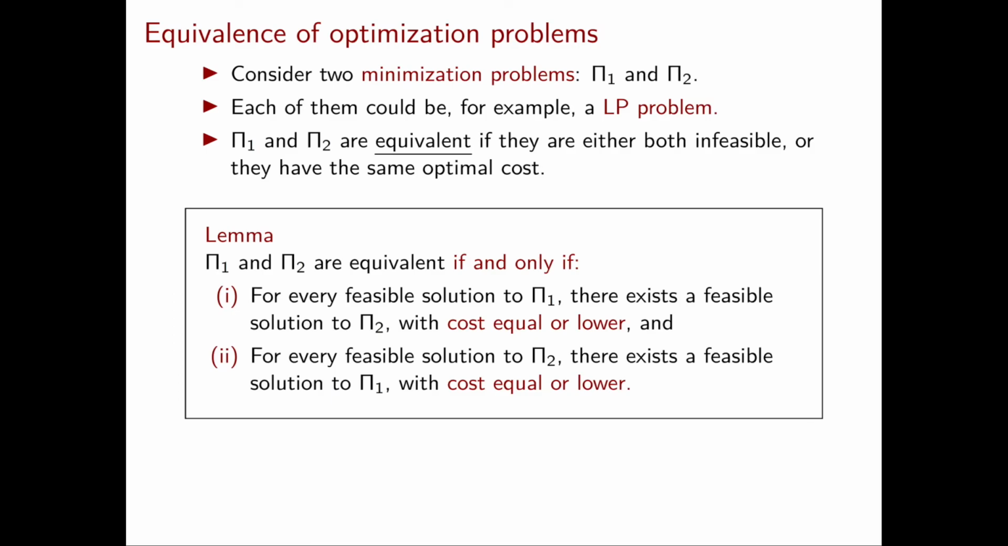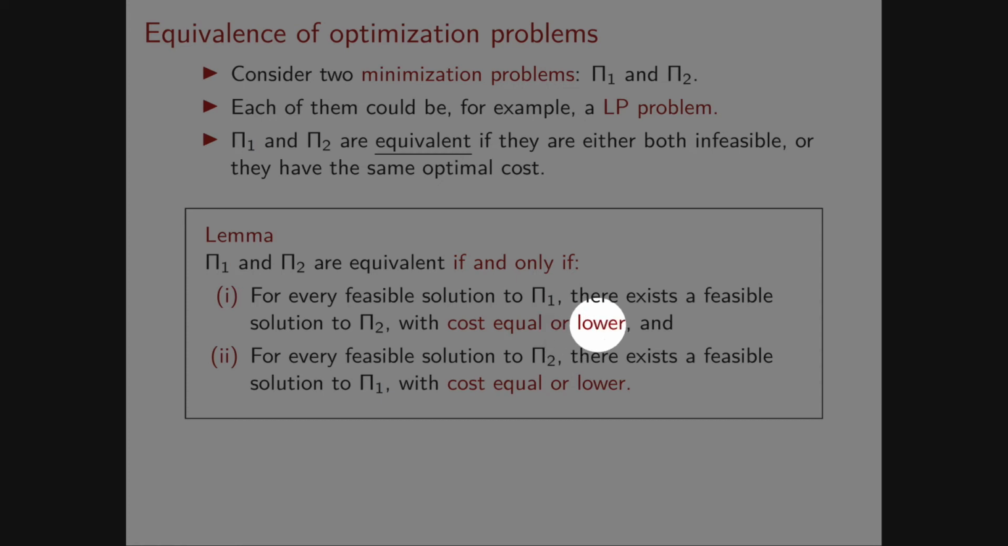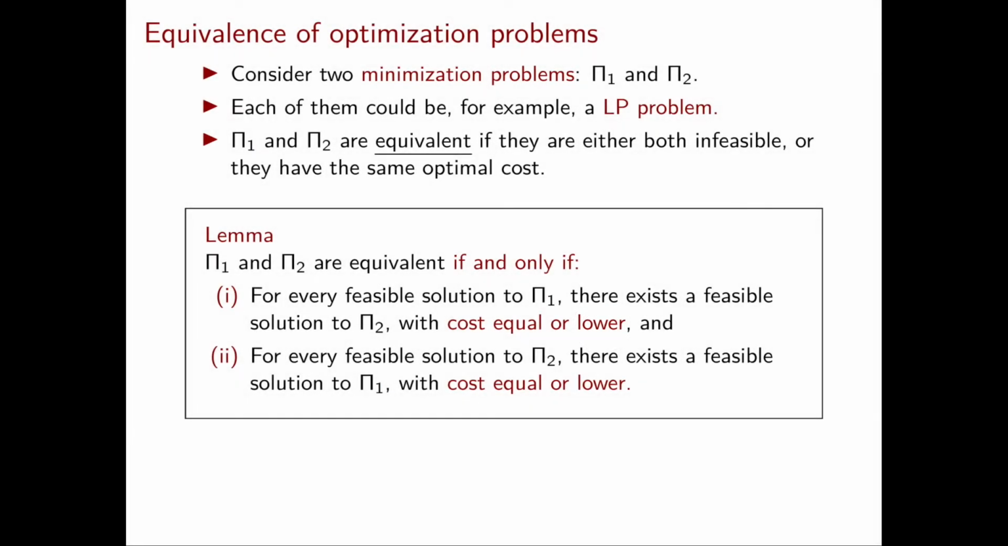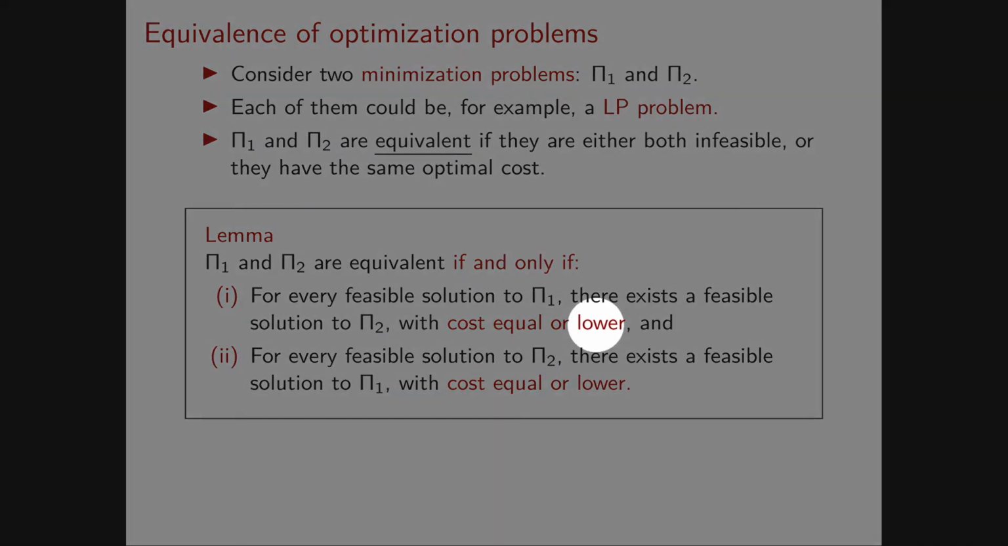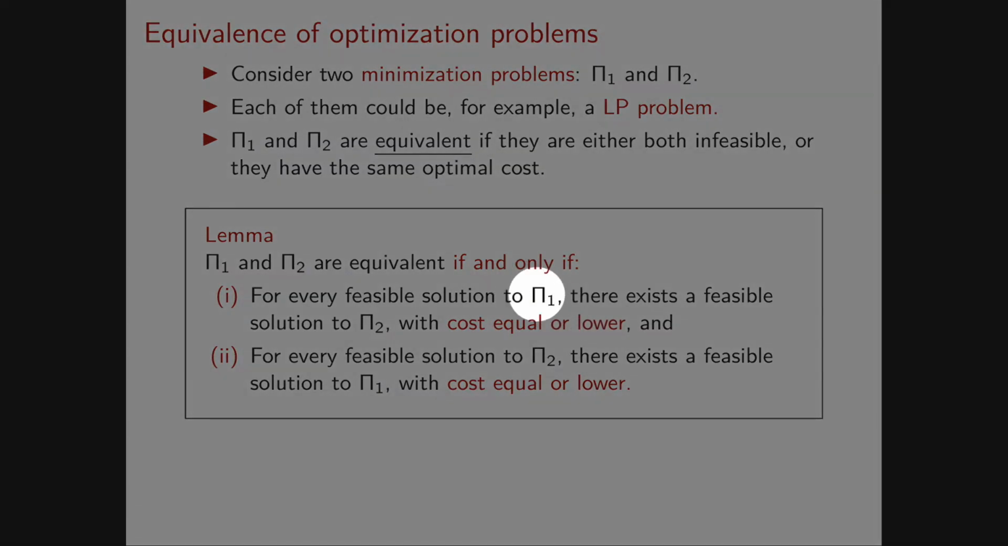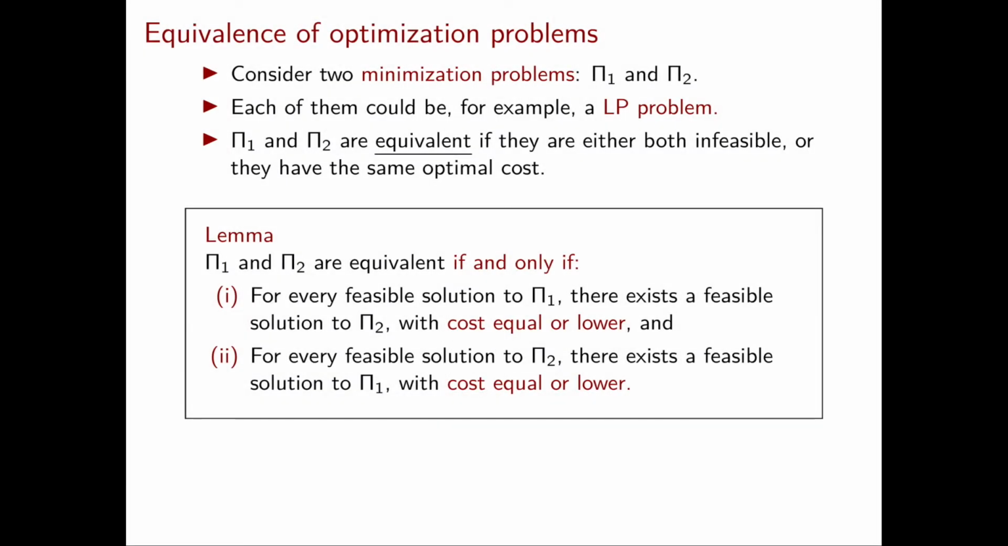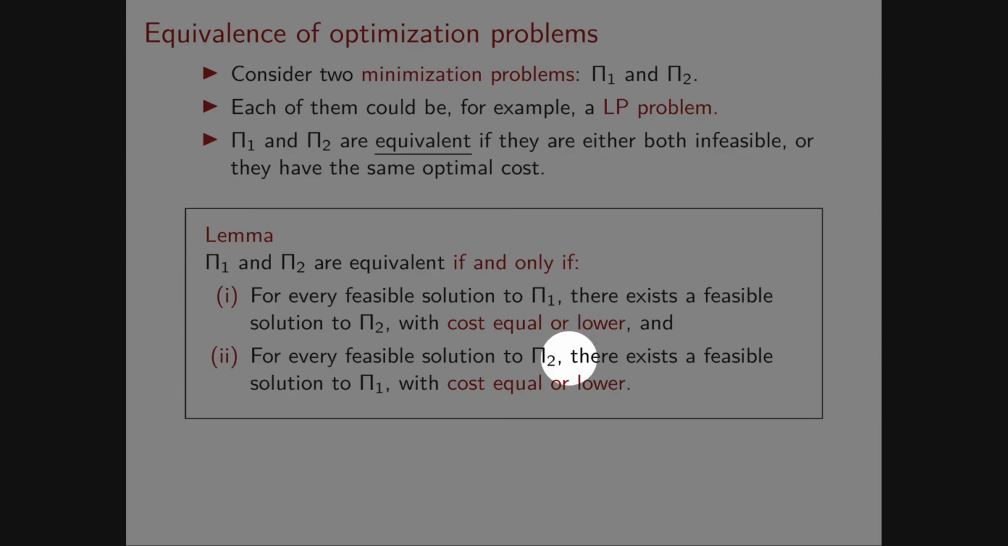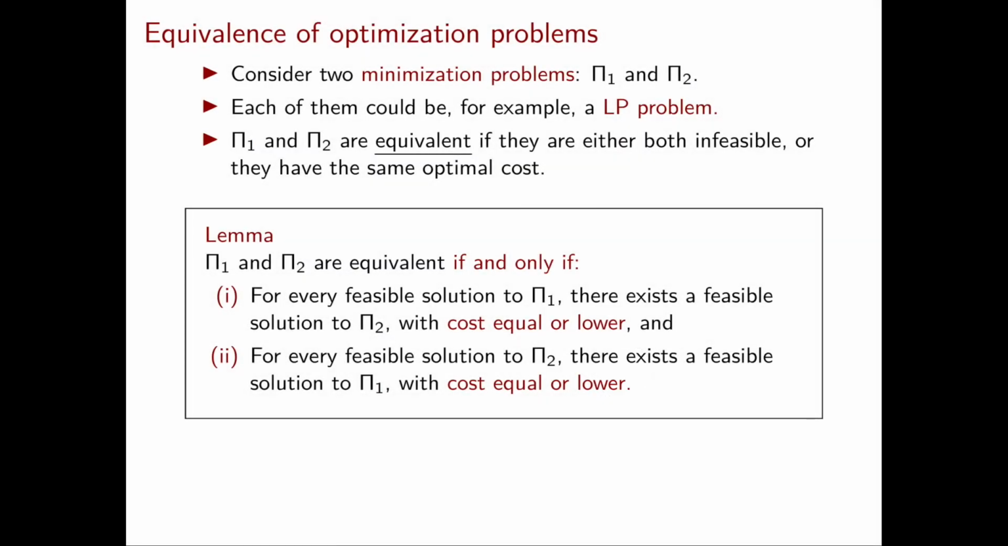One thing that seems a bit strange in this lemma is this "or lower". I think that for many of us it would have made more sense if this "or lower" was not present. So in this way you would have that for every feasible solution to pi1, there's a feasible solution to pi2 with exactly the same cost and vice versa. However, you can see that if you actually omit this "or lower", then this lemma is no longer correct.